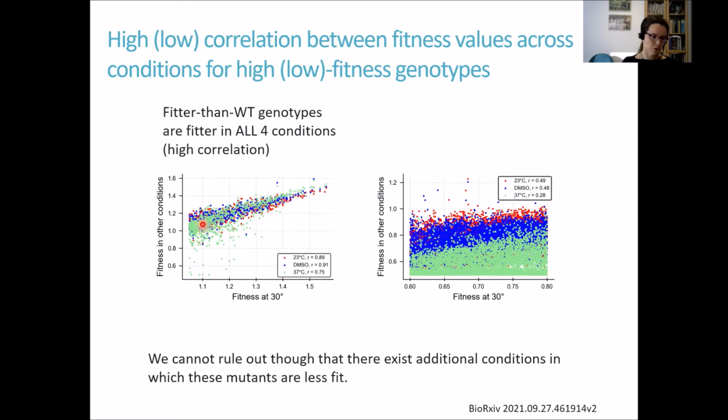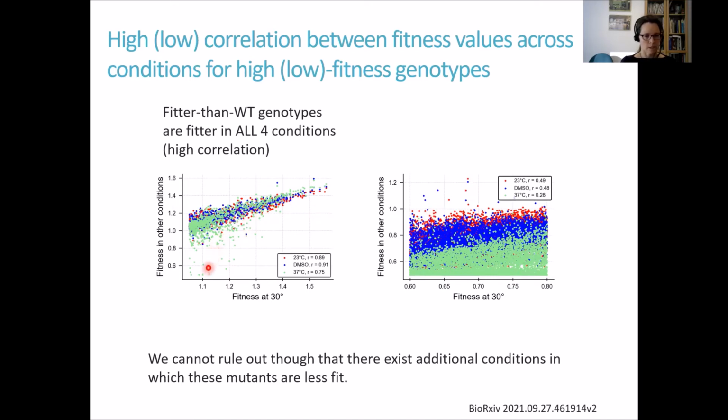So you can already appreciate that for the high fitness genotypes, there is quite a good correlation, which means that the genotypes that are very fit in one condition are usually very fit in all 4 of them. This is not, by the way, the case for the low fitness genotypes. There the correlation is much lower, but still it is rare to find that a genotype that has low fitness in one condition would be very fit in some other condition. So this does not seem to be the case.